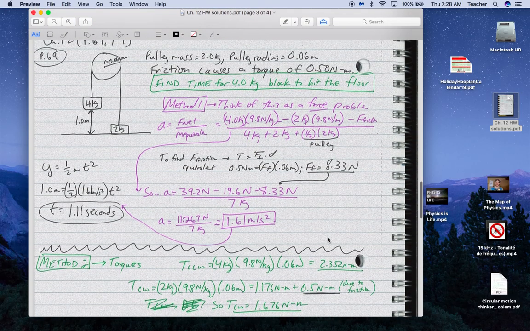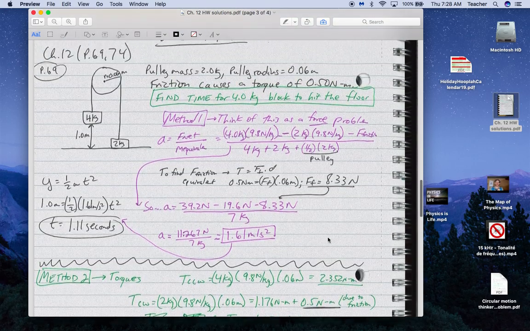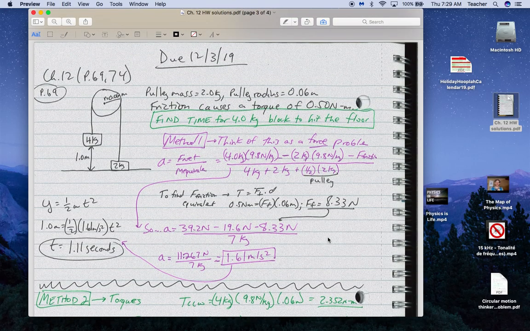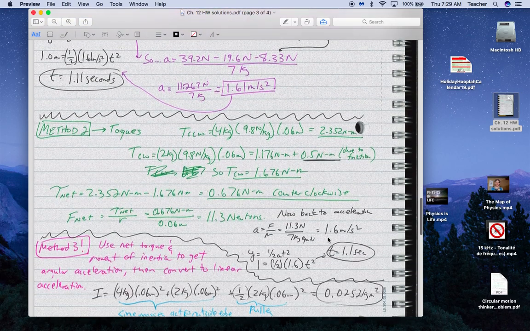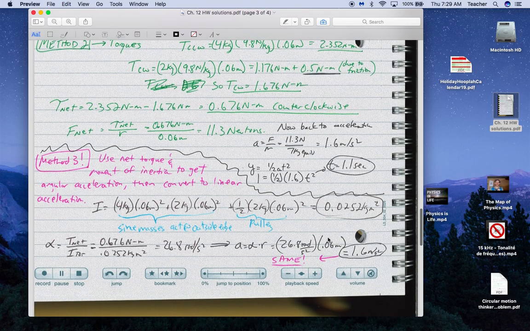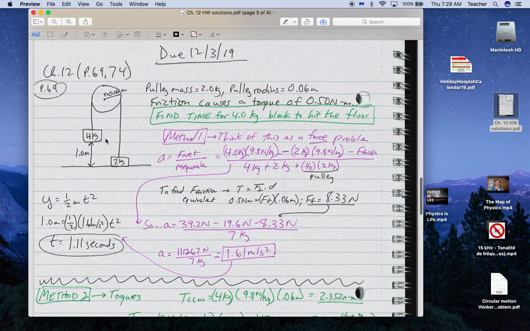The last couple problems here are pretty challenging. I would encourage you to go and look through 69 on my PDF. I've got 3 different methods here for solving this. Maybe there's more. The big idea here is we're trying to find the time for this to get to the ground. I know I did a problem like this in class. The first method I thought of is to think of everything as linear measurements, so think of it as a force problem.